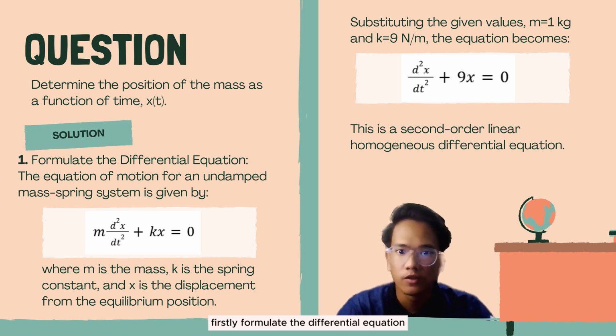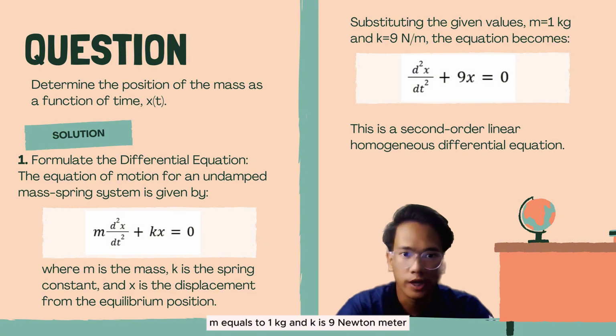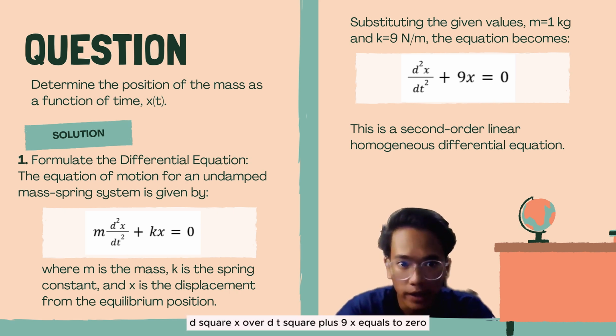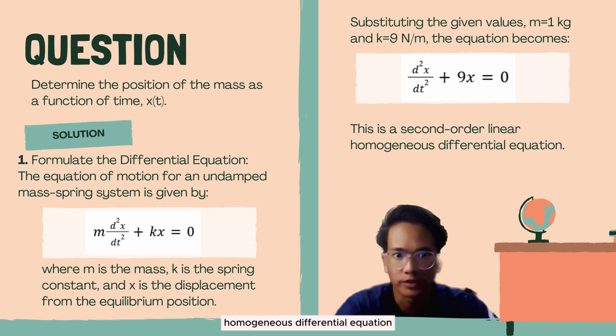Solution. Firstly, formulate the differential equation. The equation of motion for an undamped mass-spring system is given by m d squared x over dt squared plus kx equals 0, where m is the mass, k is the spring constant, and x is the displacement from the equilibrium position. So substituting the given values, m equals 1 kilogram and k is 9 Newton per meter, the equation becomes d squared x over dt squared plus 9x equals 0. So this is a second order linear homogeneous differential equation.